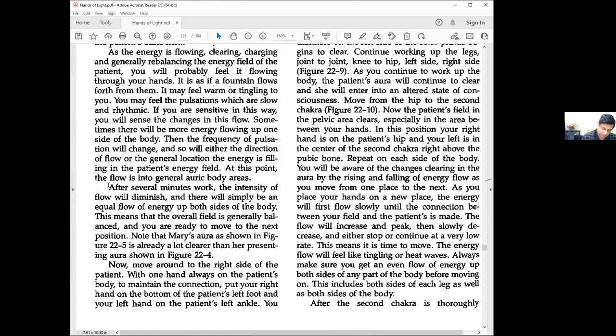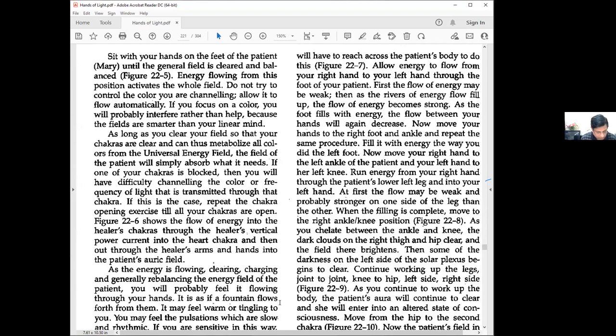Now, move around to the right side of the patient with one hand always on the patient's body. To maintain the connection, put your right hand on the bottom of the patient's left foot and your left hand on the patient's left ankle. You will have to reach across the patient's body to do this. Figure 22.7. Allow energy to flow from your right hand to your left hand through the foot of your patient.